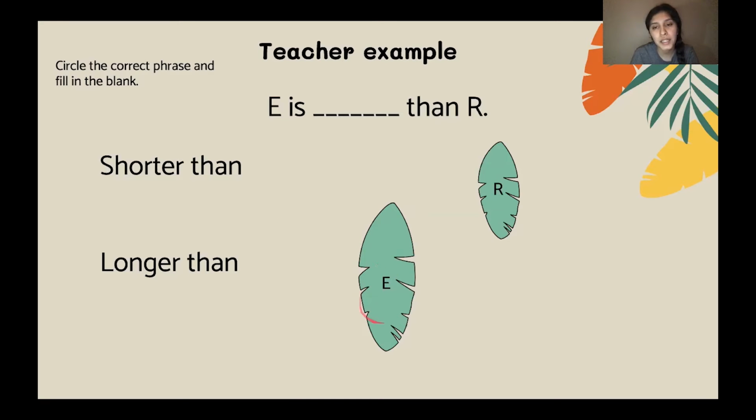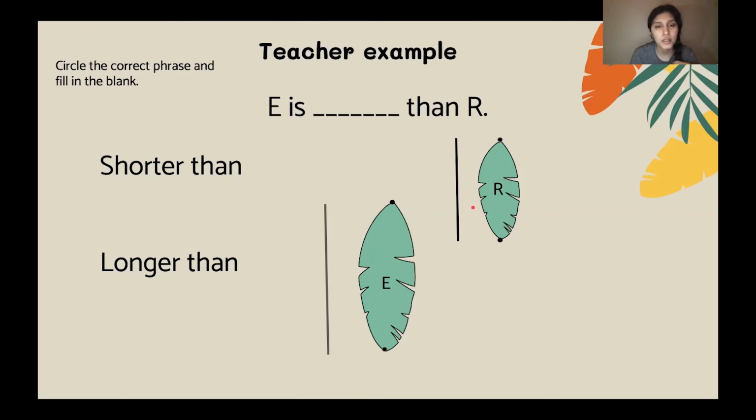So here's my leaf E and my leaf R. I'm gonna go ahead and show my endpoints. So here and here. So that means that I'm gonna measure from top to bottom or bottom to top, not side to side. We're doing up and down or down and up, okay? And then there, that line is how long leaf E is. Now I have to find my endpoints for leaf R, like that. And that is how long leaf R is.